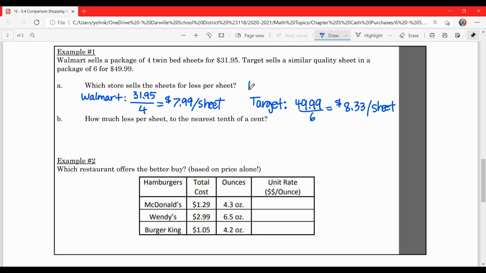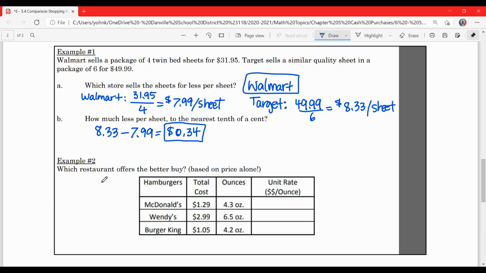So the question is, which store sells the sheets for less per sheet? And the answer is Walmart. Walmart's price of $7.99 is lower than Target's price of $8.33. Letter B says how much less per sheet to the nearest tenth of a cent. So to find how much less, I take the bigger unit price, and subtract the lower unit price. And when I do this, I get 34 cents. So for some of you, 34 cents might not be that big of a deal to spend, but for other people who might have a tight budget, you might want to go to Walmart.